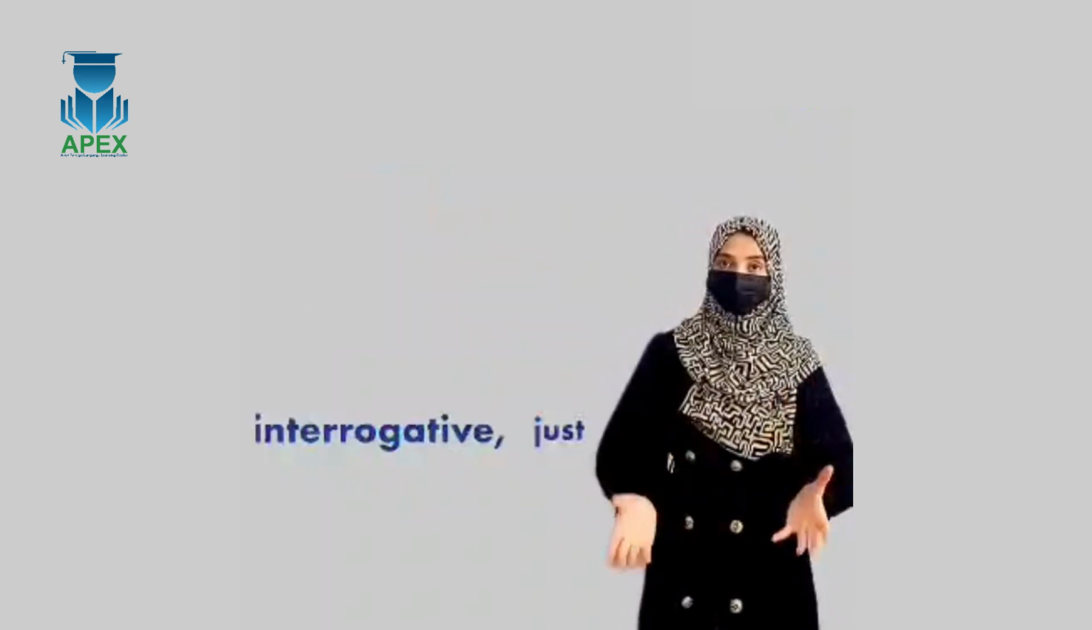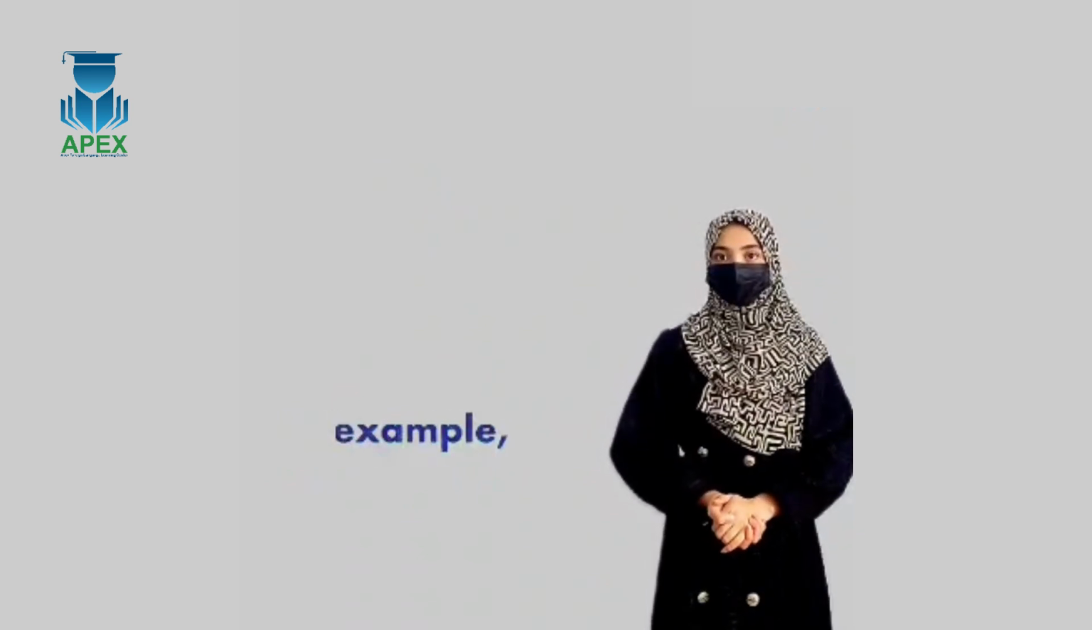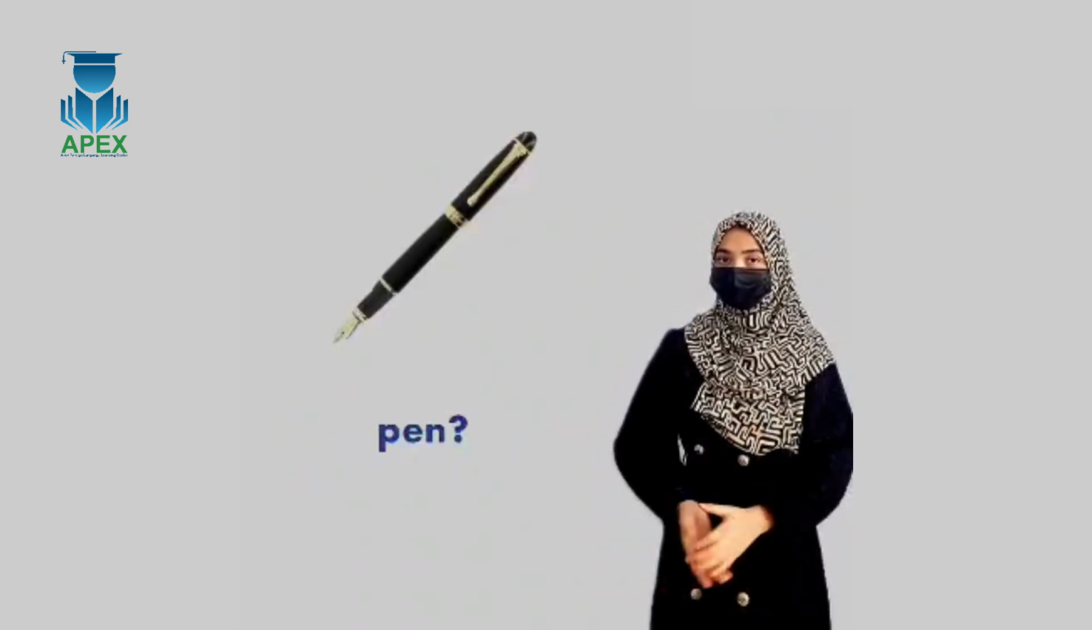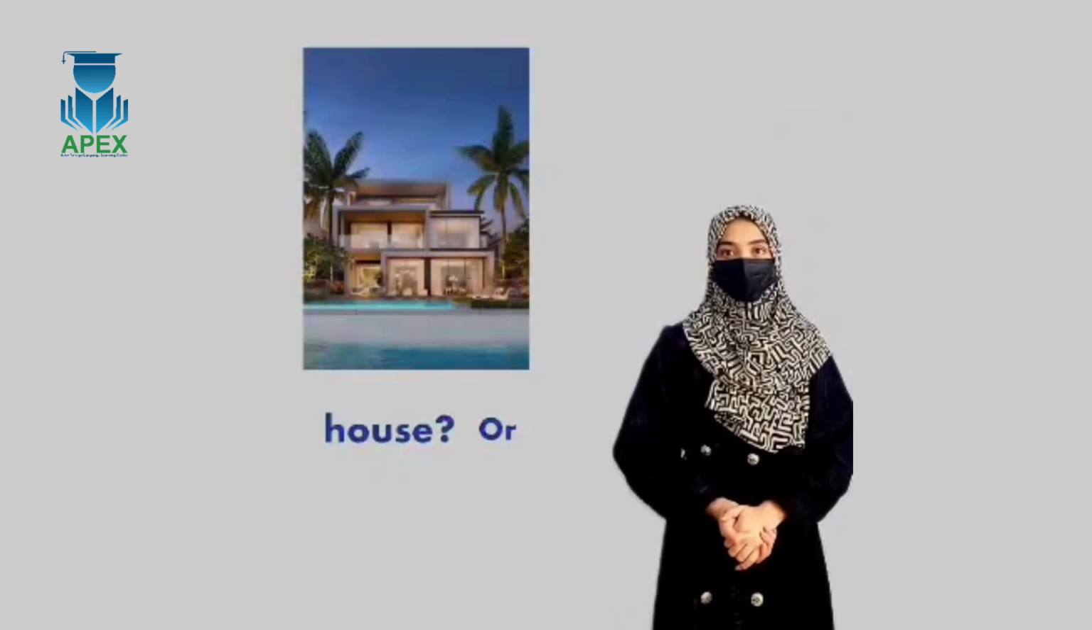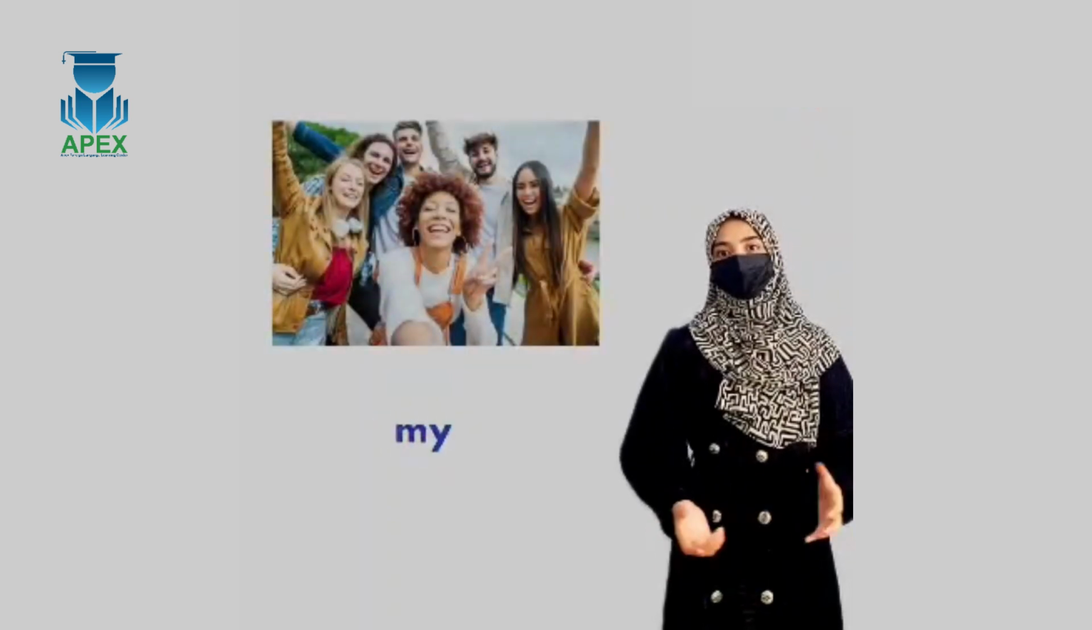And if you want to change your sentences into interrogative, you just have to bring is or maybe are to the beginning of your sentence. For example, is this my pen? Is that Alice's house? Or maybe are these English teachers? Or are those my friends?